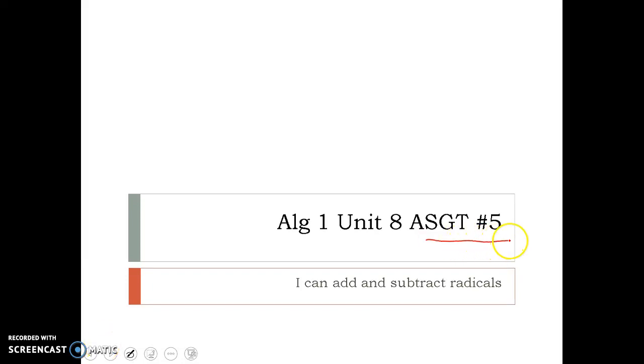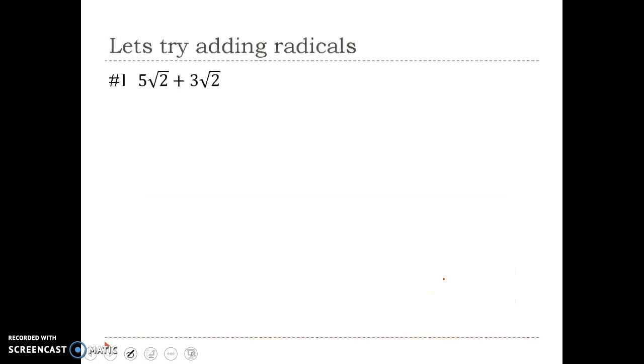So in unit number 8, assignment number 5, we're going to move on. We've been simplifying radicals and multiplying radicals and dividing radicals. Today we're going to be adding and subtracting radicals. So let's go ahead and get started. Suppose we try to add these radicals together.